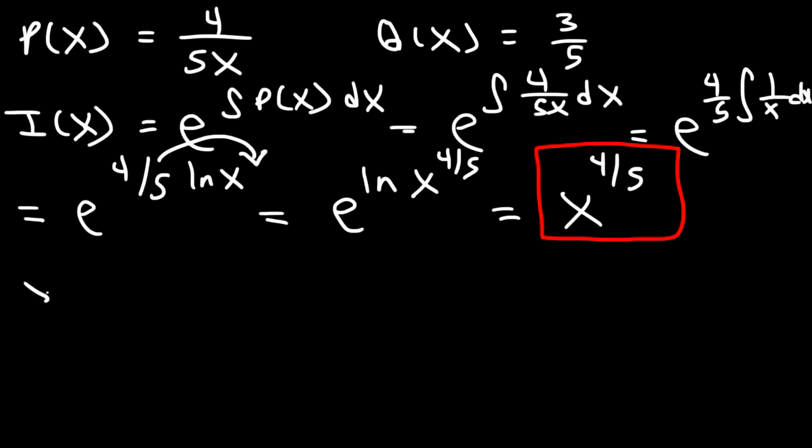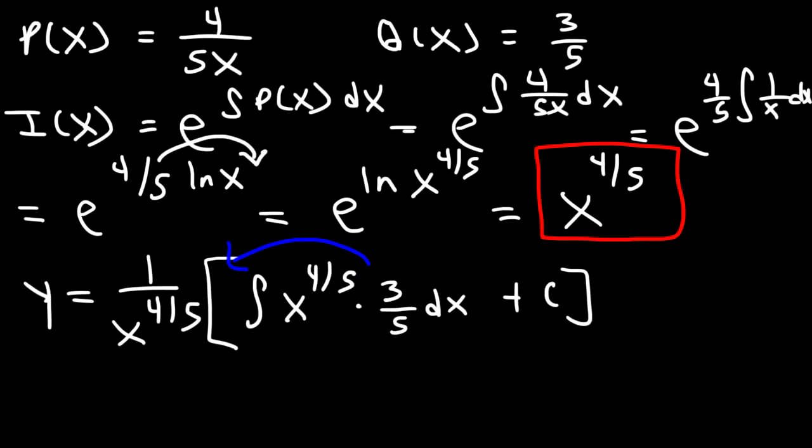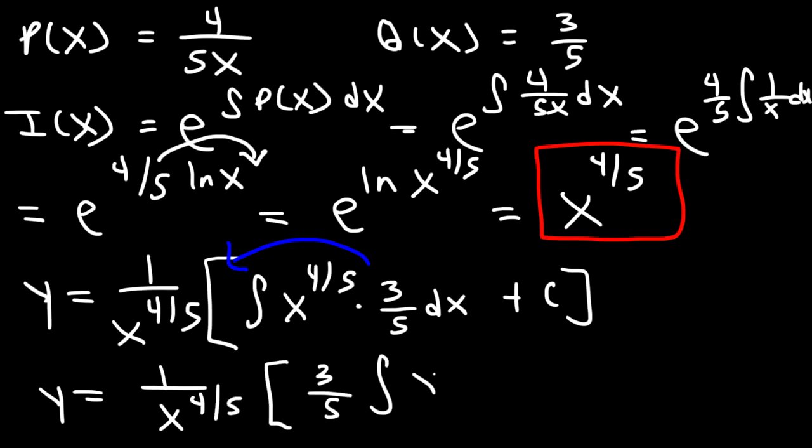So now we could find a general solution. It's going to be 1 divided by I(x), which is x to the 4 over 5, and then times the integral of I(x) times q(x), which is 3 over 5, dx plus c. So let's begin by moving the constant to the front. And then we could find the integral of x to the 4 over 5 using the power rule.